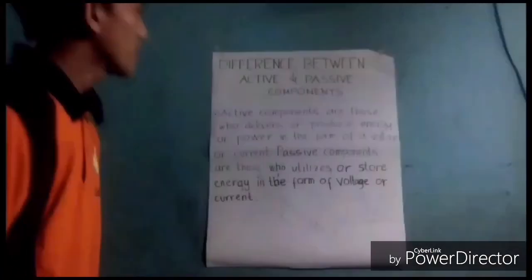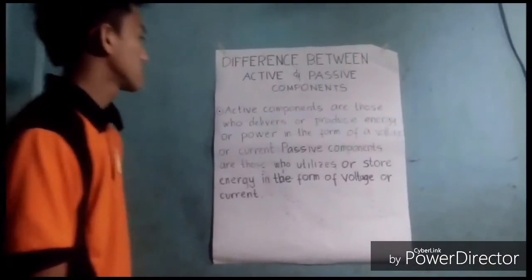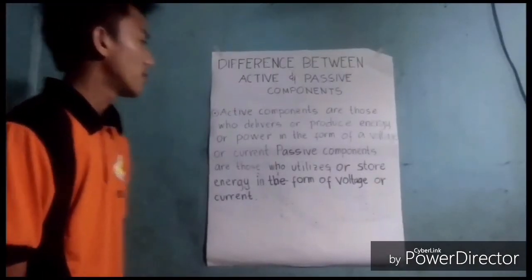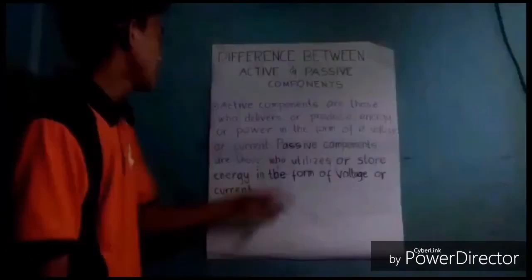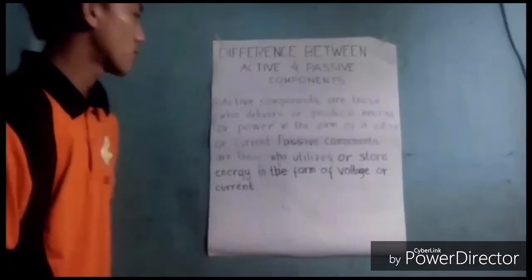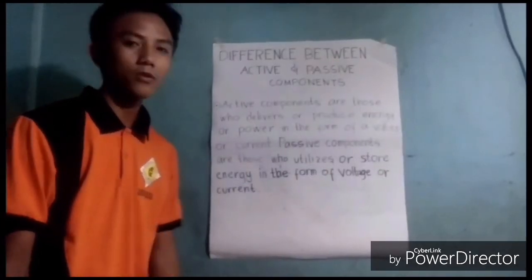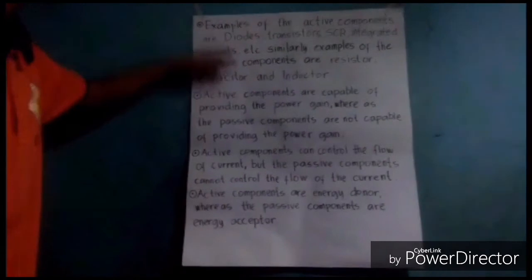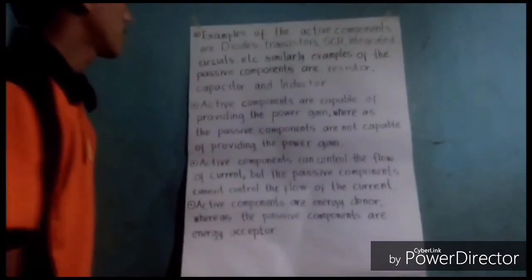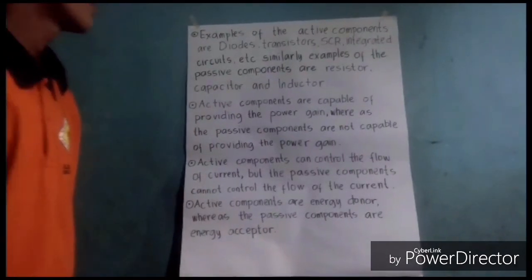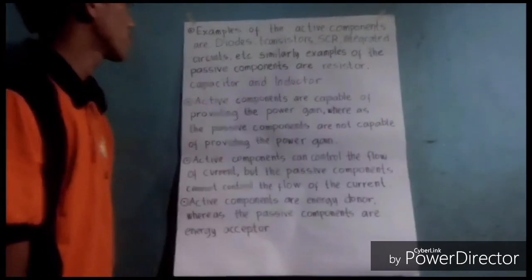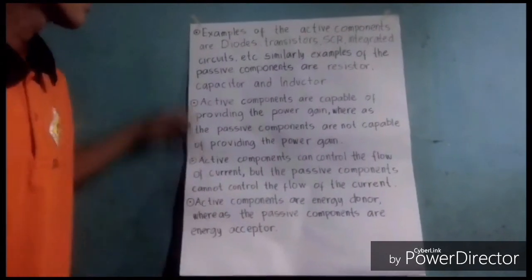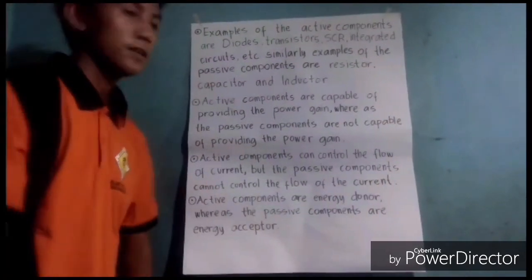The difference between active and passive components. Active components are those who deliver or produce energy or power in the form of a voltage or current. Passive components are those who utilize or store energy in the form of voltage or current. Examples of active components are diodes, transistors, SCR, integrated circuits, etc. Similarly, examples of passive components are resistor, capacitor, and inductor.